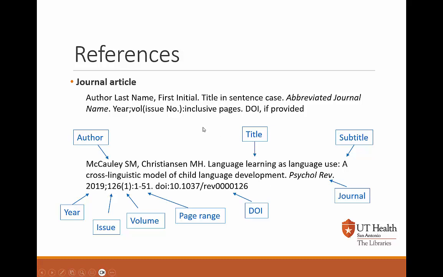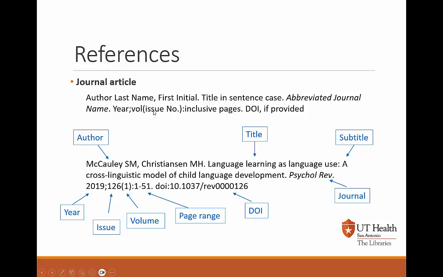So the basics of creating a reference for a journal article are here. You need the author's last name, first initial. The title should be in sentence case, which means only capitalize the first word of the title unless there are proper nouns like a place name and so on. You should put the abbreviated journal name in italics, and then you can see the format for the year, volume, issue number, and inclusive pages.